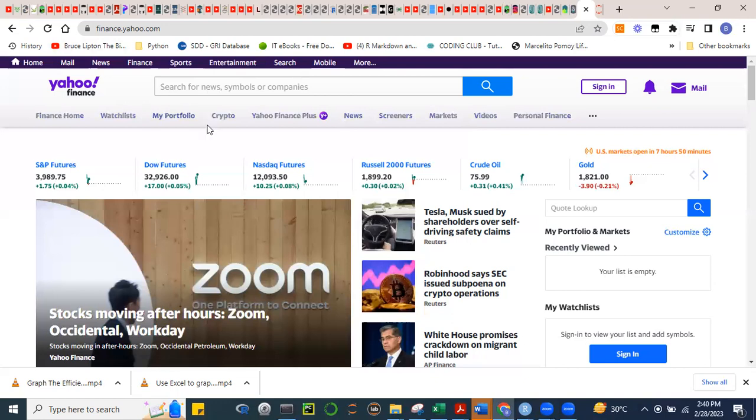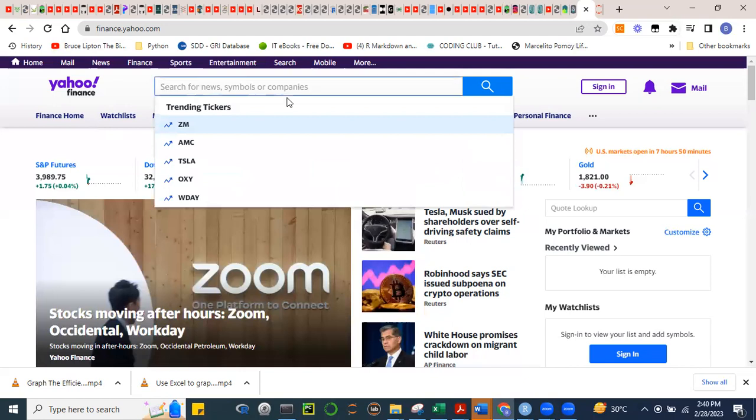If you look at yahoo.finance, you will have here several information that we can use, especially finance related. So if you want to search, for example, some information about Microsoft, you have to know the ticker symbol. Here it says trending tickers. Ticker symbols are quote unquote IDs to represent the company. So for example, for Microsoft, it's MSFT there.